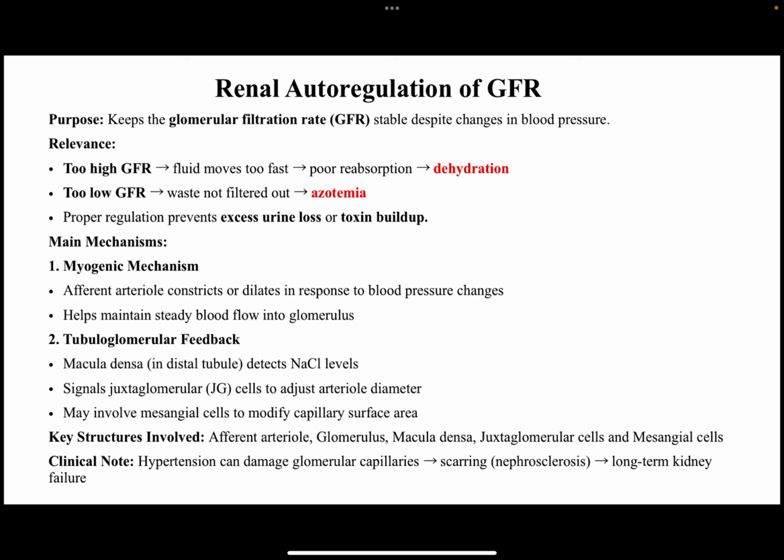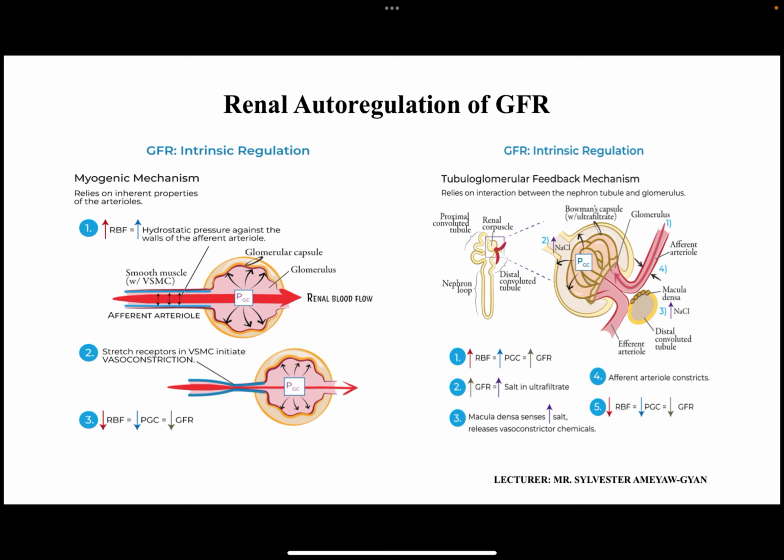So basically, this is what we call renal autoregulation. Renal autoregulation is very simple. This diagram is showing the renal autoregulation. We have the myogenic mechanism, and then we have the tubuloglomerular feedback mechanism. Good. And this relies on inherent properties of the arterioles. Is that okay? Good. So basically, this is it.